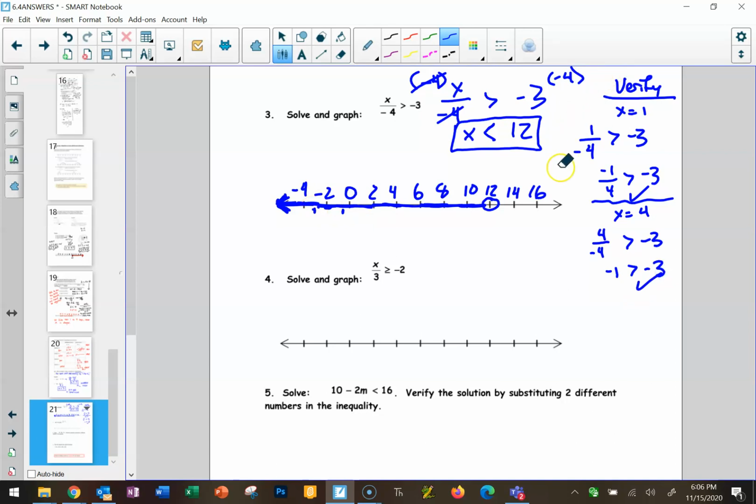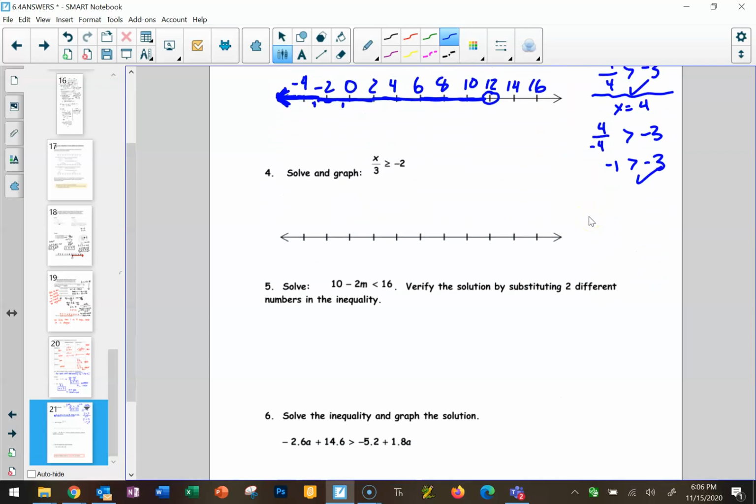It didn't say specifically to verify this one, but it's really easy to do. Just make sure that you remember what the parameters of x have to be. If you put in x was 24, then this would no longer hold true, because we said it had to be less than 12. That's a way you could do that. It would just be checking by knowing you're going to get the wrong answer. How's that?